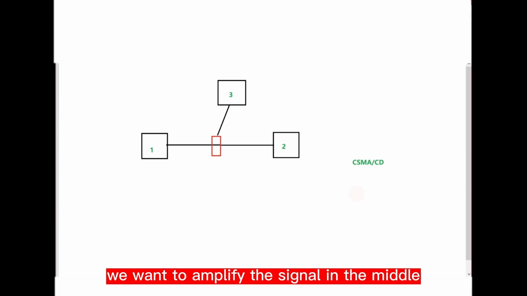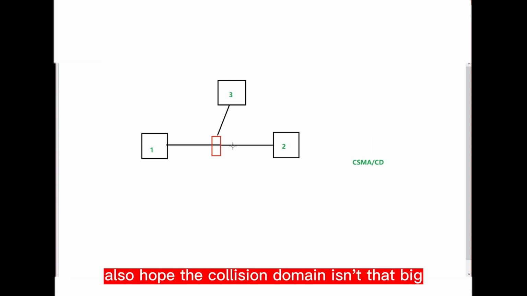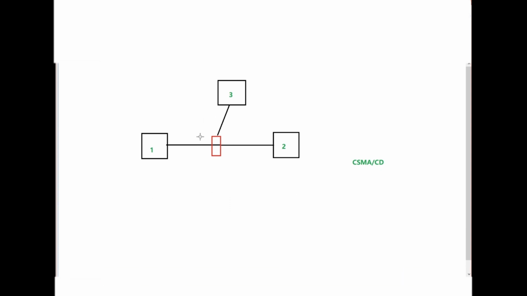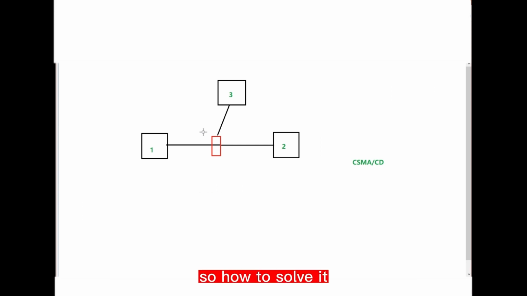So slowly we will find we want to amplify the signal in the middle. I also want to connect multiple terminals in the middle. Also hope the collision domain isn't that big. Now there is no way to solve this problem. So how to solve it? We came out with a new device.